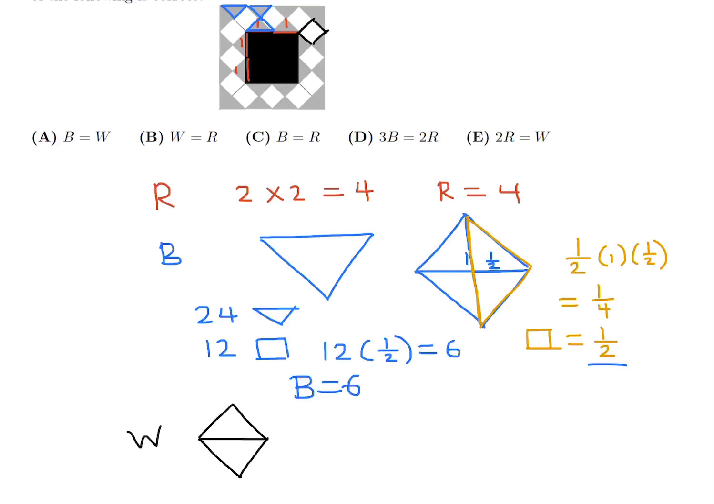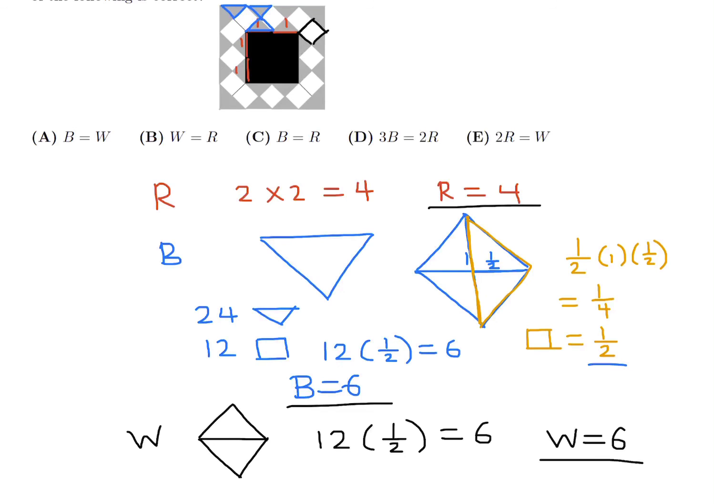1, 2, 3, 4, 5, 6, 7, 8, 9, 10, 11, 12. So 12 of them, and each of those squares has an area of a half. So that's 6. So that means W is equal to 6. So R is 4, B is 6, W is 6.